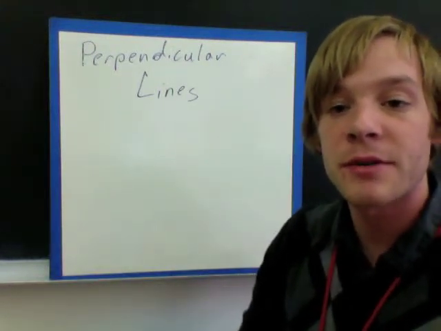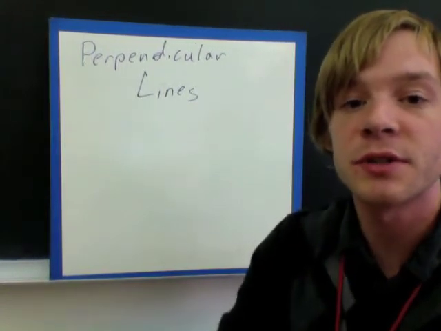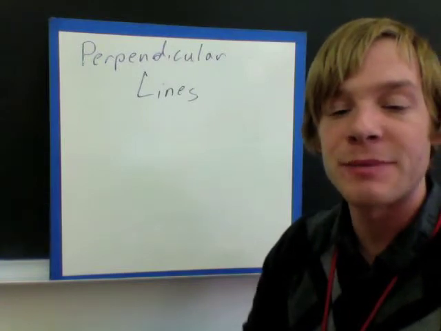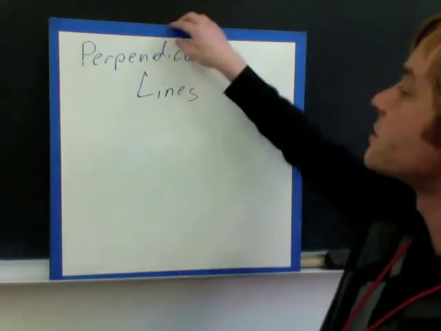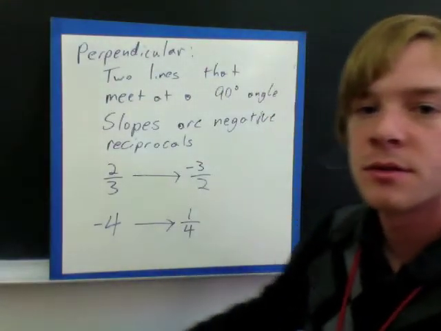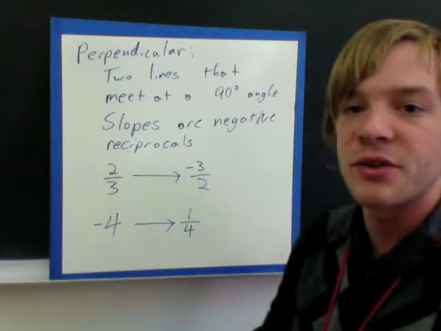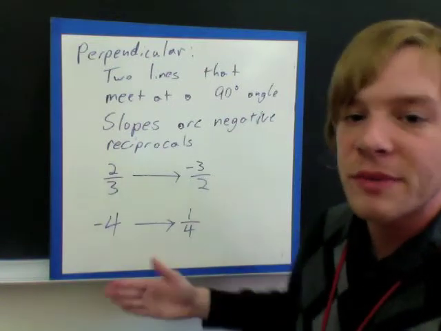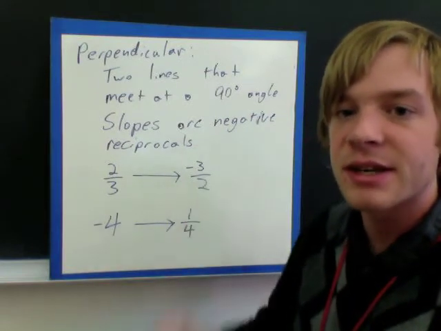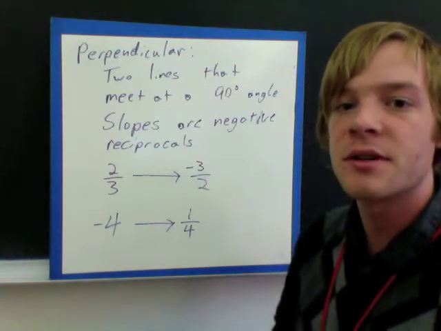Now we're going to talk about perpendicular lines, specifically finding the equation of two lines that are perpendicular, along with what it means to be perpendicular. So first off, perpendicular means that two lines meet at a 90-degree angle. That's kind of like the wall meets the floor at a 90-degree angle, the wall meets the ceiling at a 90-degree angle. We see this a lot.